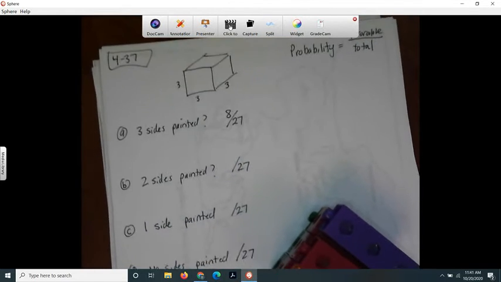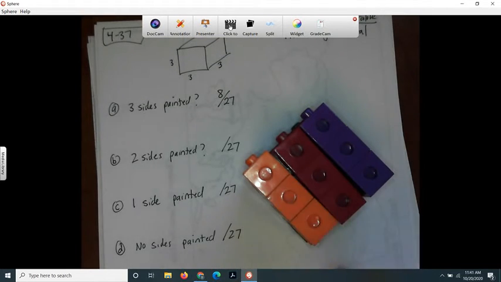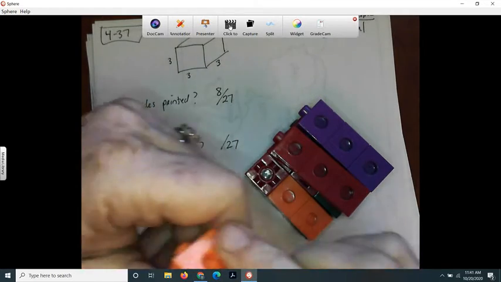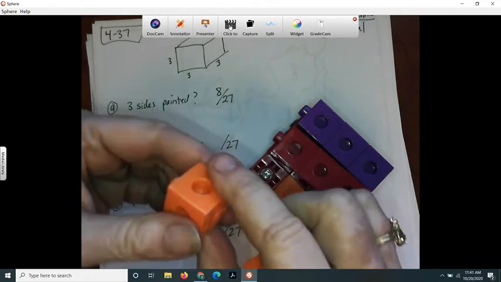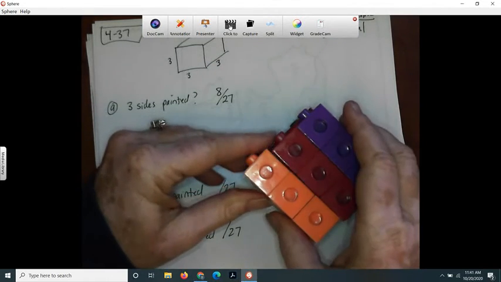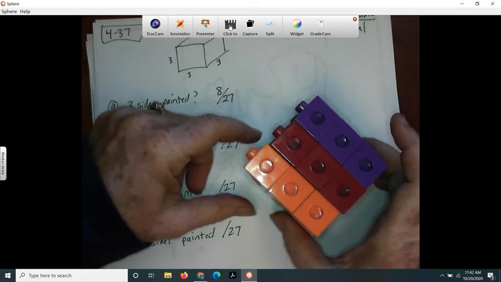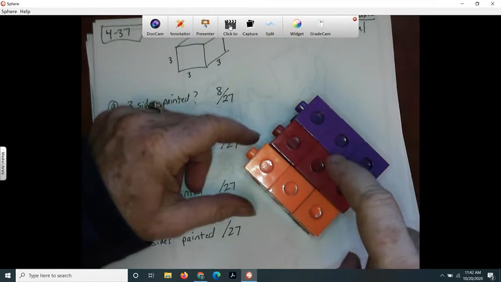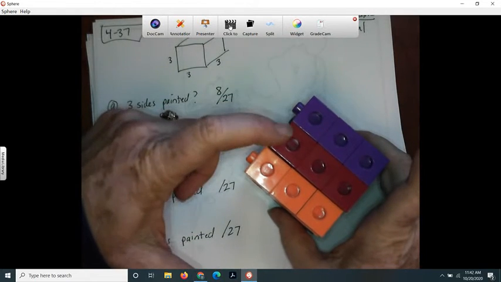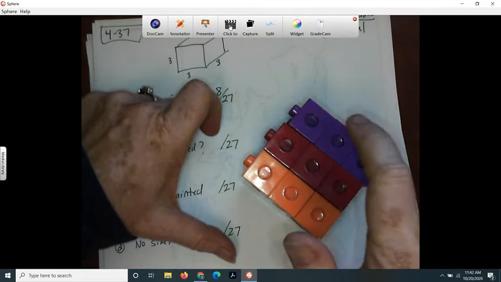Now, how many would have 2 sides painted if I just spray painted this? What we're talking about is the little baby cubes. There's 27 little baby cubes. So how many would have 2 sides painted? Well, the corners wouldn't, because the corners have 3. That middle one would only have 1 side painted, because all the other sides are covered up. So I'm thinking maybe just these edges would have 2 sides painted. So this one, this one, this one, this one, that's 4.